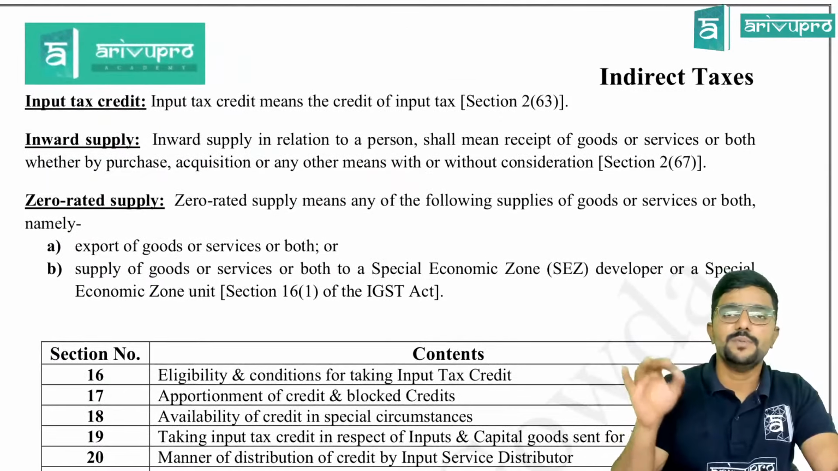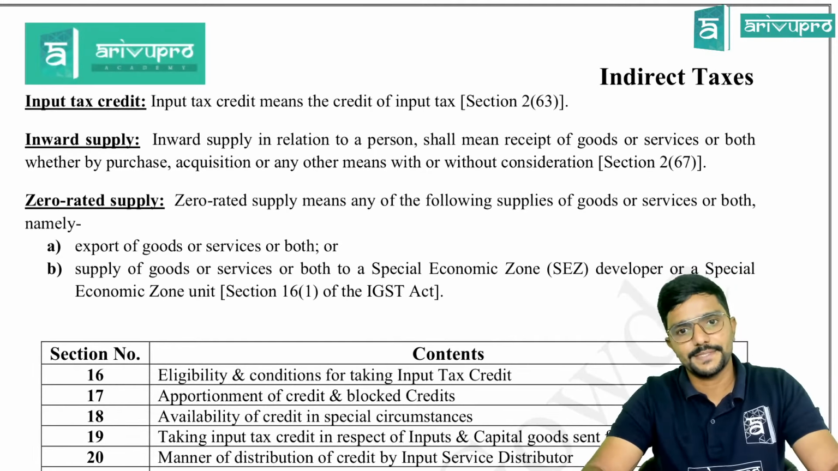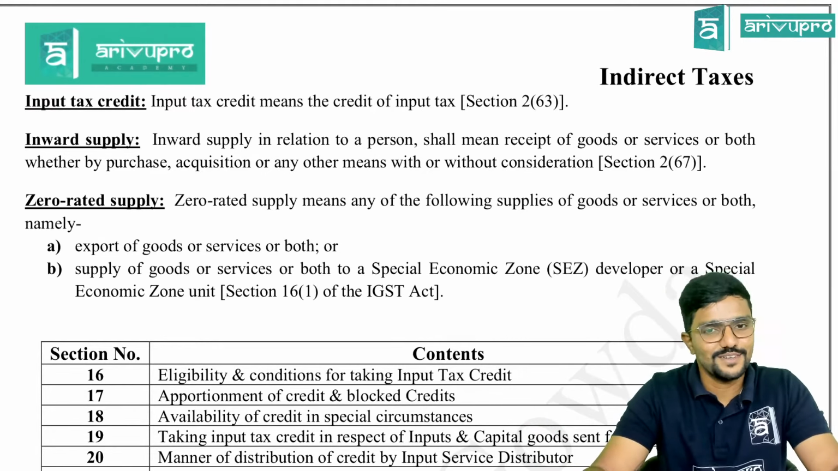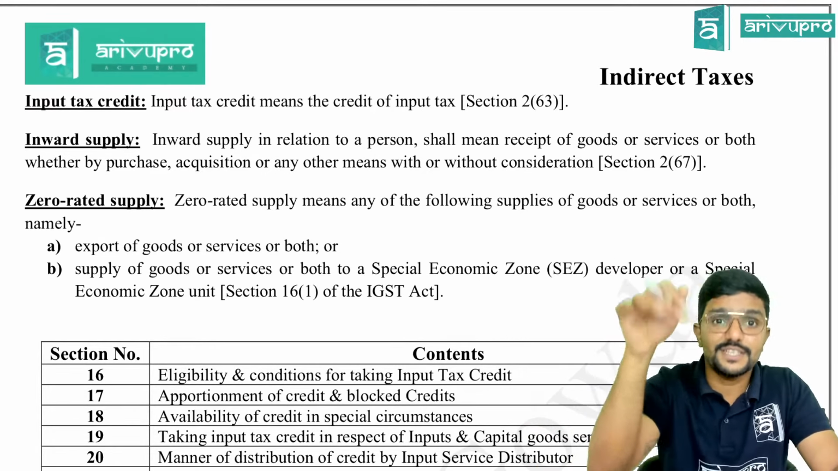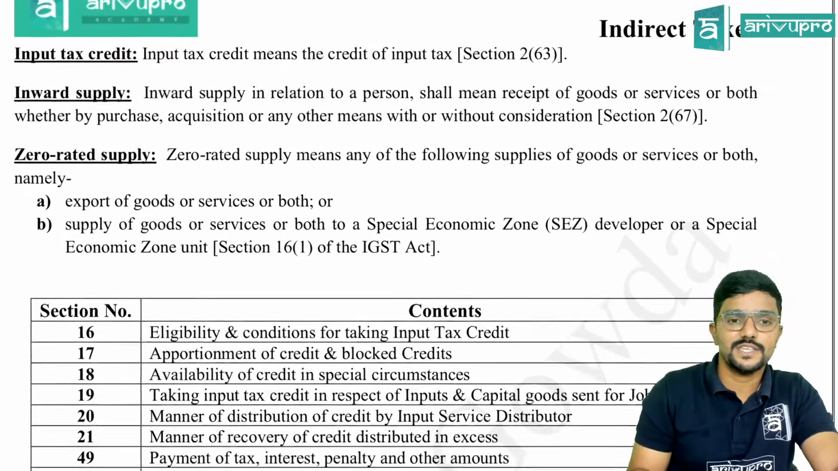Next, input tax credit. Input tax credit means the credit of input tax. Okay, very important definition and a very tough definition. Input tax credit means the credit of input tax. And this is the definition given in the CGST Act under section 2 clause 63.